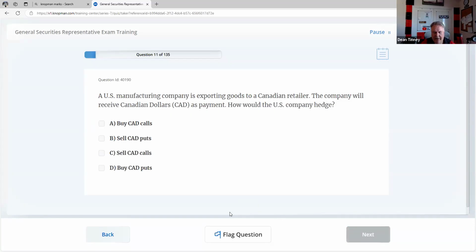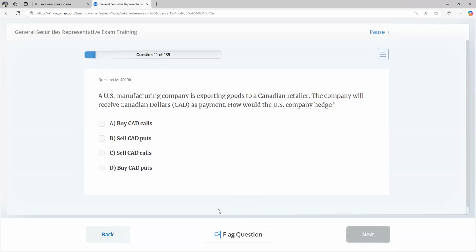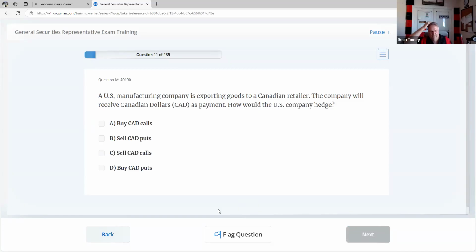A U.S. manufacturing company is exporting goods. So it's a U.S. exporter, and they're exporting goods to Canada. The company will receive Canadian dollars, known as loonies. How would the U.S. company hedge?